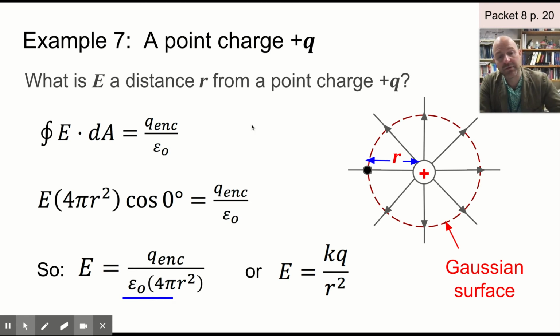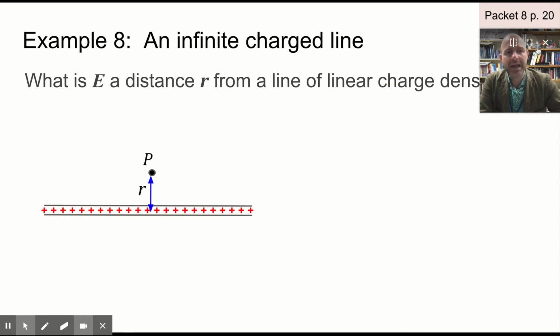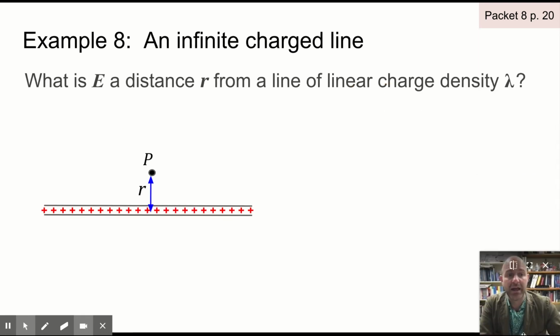So we get the exact same result symbolically as we would for Coulomb's law. And that's good. We want to make sure that we get the same result. We did one with numbers. We've now done one symbolically. Now, the next example is an infinite line of charge.